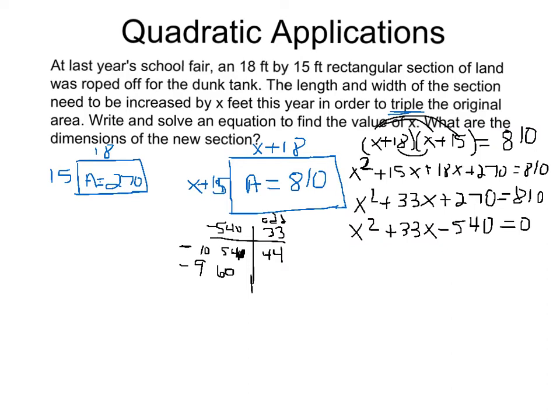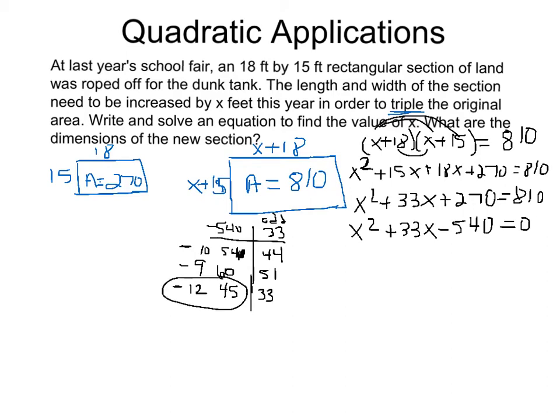Well, if I add those together, I get 51. That's getting further away from 33, so now I need to look at numbers bigger than 10. So if I go 11, 540 is not going to divide by 11, so now if I look at 12. So 12 times 45 is 540. Since we want the sum to be positive, we'll make the 12 negative. So if we look at that, negative 12 plus 45 is 33.